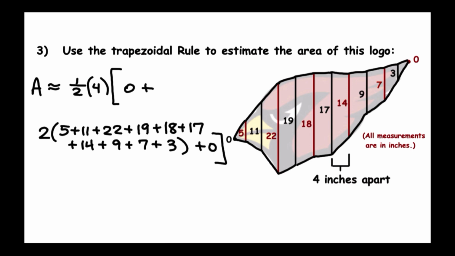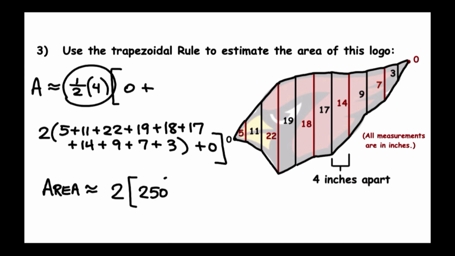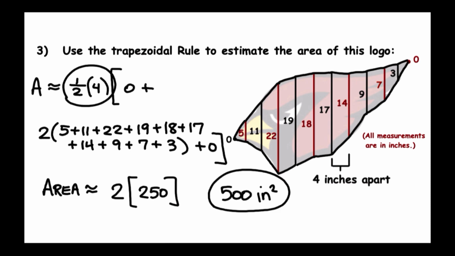All right, putting this all together, you get a 2 out in front. The entire bracket is going to turn out to be 250, which means that this cardinal logo, each one, has an area of 500 square inches. And really, I should say approximately 500. It is an approximation. It's an estimate. All right, cool.